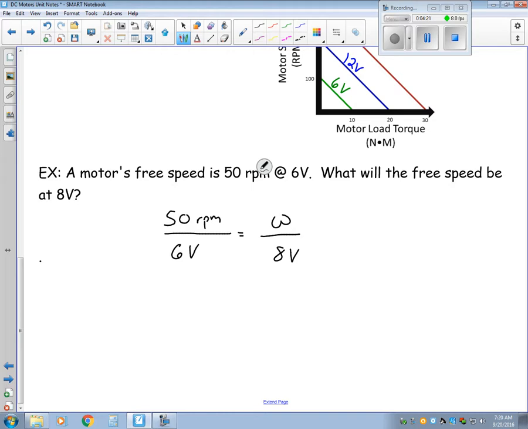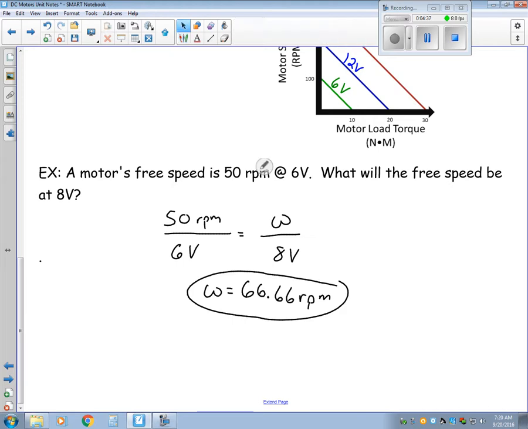So at this point, it's two fractions equaling each other. You just have to cross multiply. So when I cross multiply, I find that the new free speed would be 66.66 RPMs. And again, we just cross multiply, and solve it using proportions.